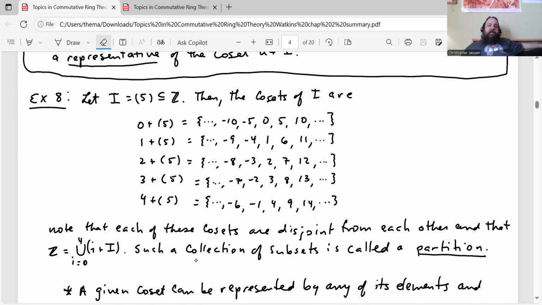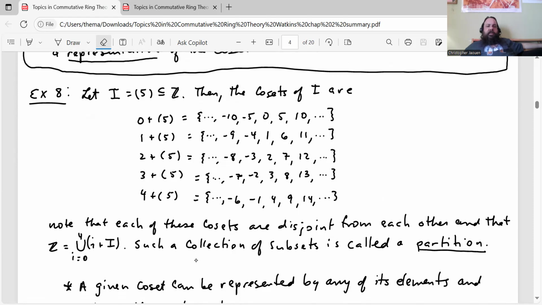The principal ideal generated by 5 is an ideal of Z. The cosets, there are 5 of them, are generated by, well, "generated" isn't really the right word, but the cosets you get by taking the ideal and adding the possible remainders upon division by 5. So 0, 1, 2, 3, 4. So these are the cosets.